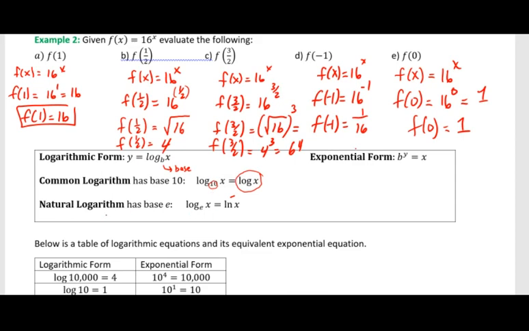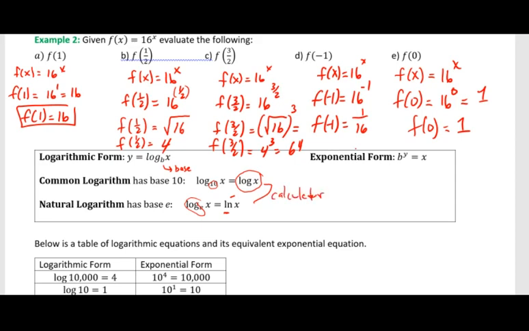And then for the natural log with base e, we have log e of x, but instead of writing log e of x, the log e is replaced with ln, natural log. These two can be found in your calculator.